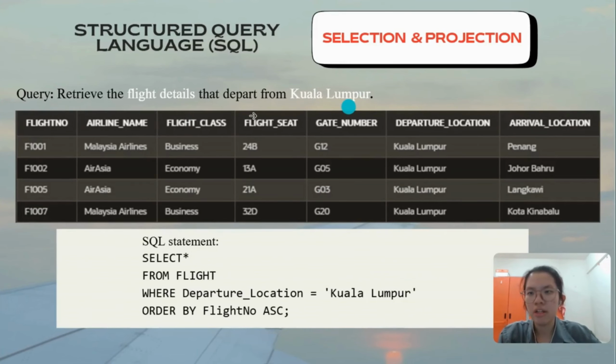The third query is to retrieve the flight details that depart from Kuala Lumpur. So we need to use select all, this is the symbol, and this query only involves the flight table, so we write from flight. This query gives the specific departure location, so we write where departure location equal Kuala Lumpur. Then we can use order by to arrange flight number in ascending order. This is the result for the table.